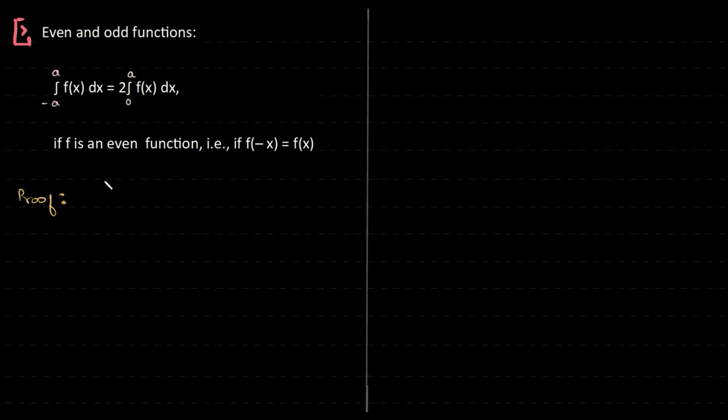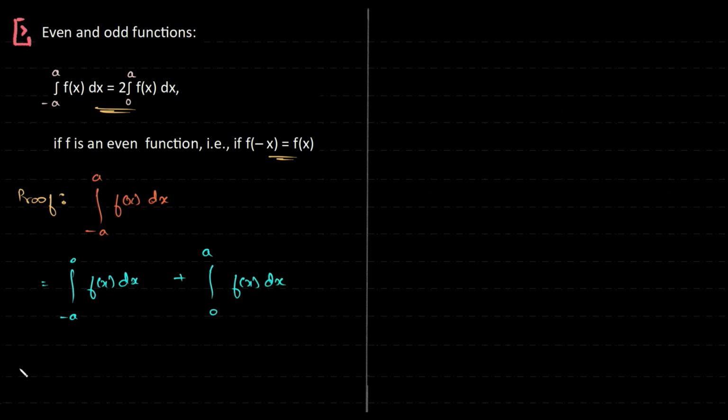I'll show that next. So whenever we have an even graph, basically f of minus x is equal to f of x, we have the following result. Right? So we have the integral from minus a to a of f of x dx, that can be split into the integral from minus a to 0 of f of x dx plus the integral from 0 to a of f of x dx. Now we'll take the first part, because anyway all of this particular expression is already there. We just have to change the first integral.